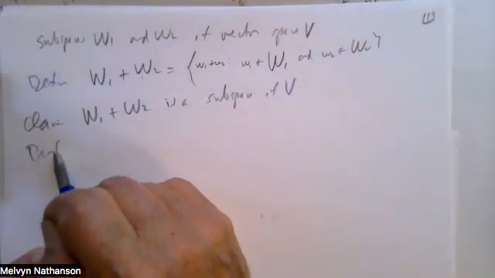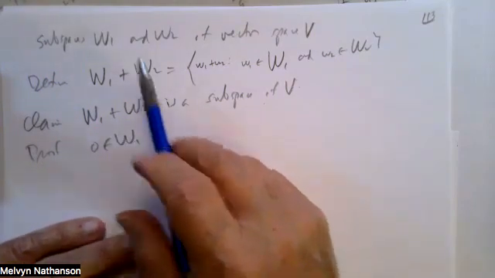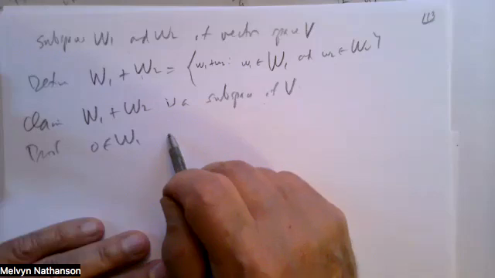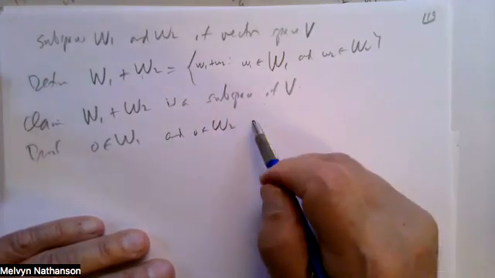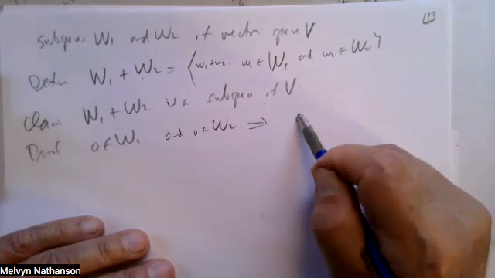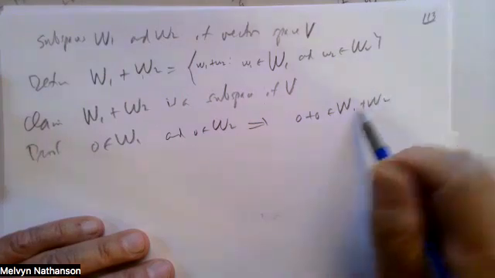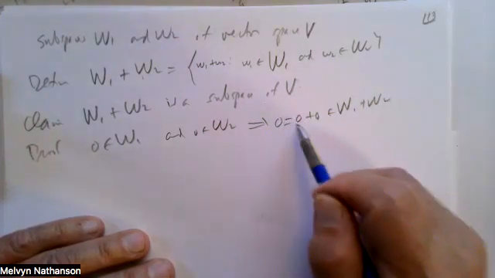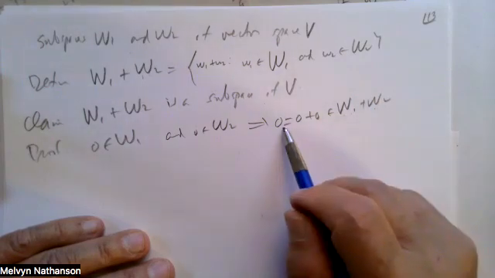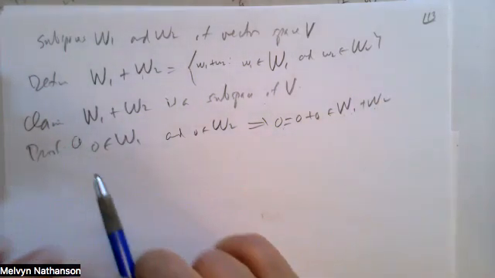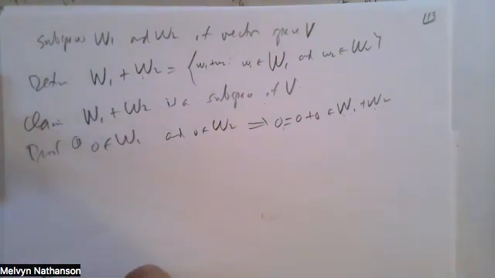So how do we prove that? First of all, 0 is in W1 because W1 is a subspace. And 0 is in W2 because W2 is a subspace. So 0 plus 0 is in W1 plus W2, but 0 plus 0 is 0. So the sum W1 plus W2 contains 0. So the first property of a subspace is satisfied.